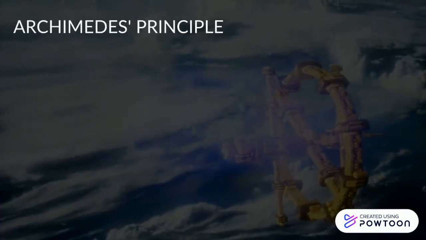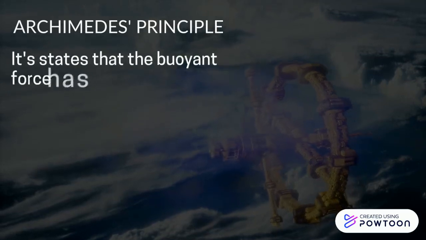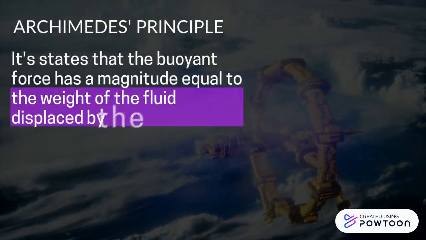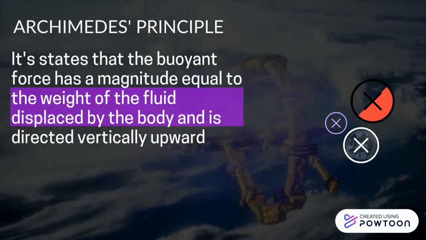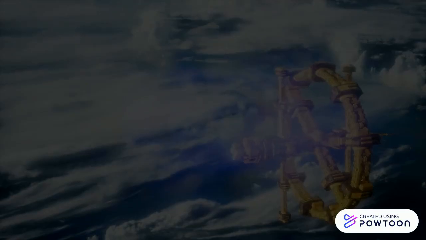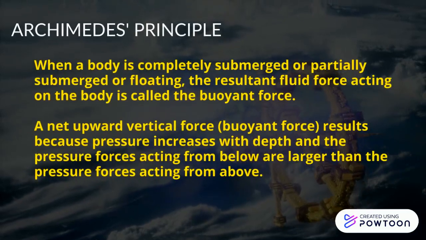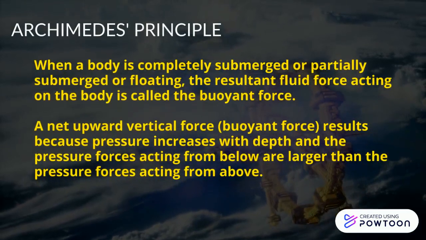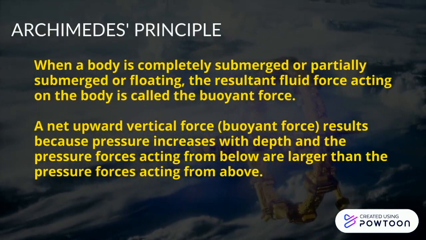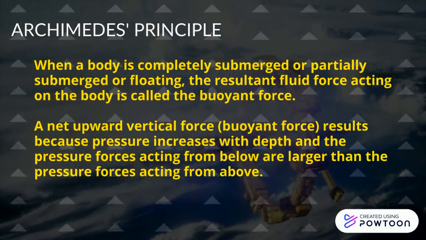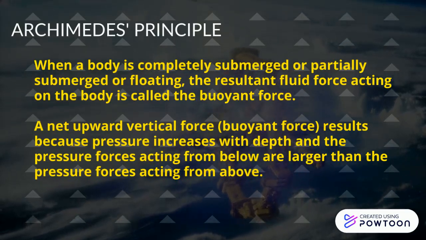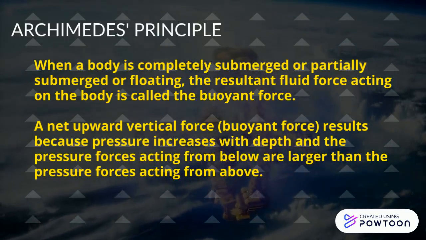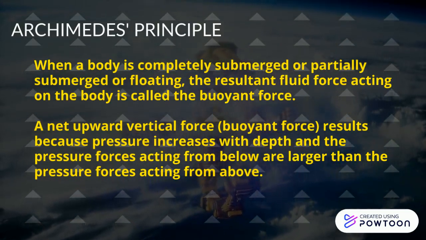Archimedes' principle. It states that the buoyant force has a magnitude equal to the weight of the fluid displaced by the body and is directed vertically upward. When a body is completely submerged or partially submerged or floating, the resultant fluid force acting on the body is called the buoyant force. A net upward vertical force results because pressure increases with depth, and the pressure forces acting from below are larger than the pressure forces acting from above.